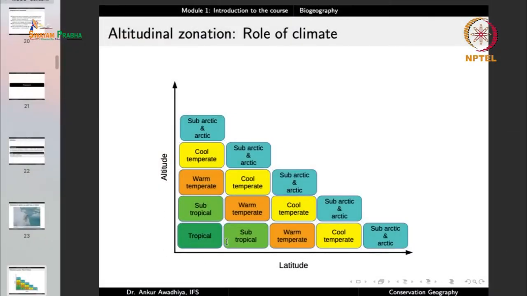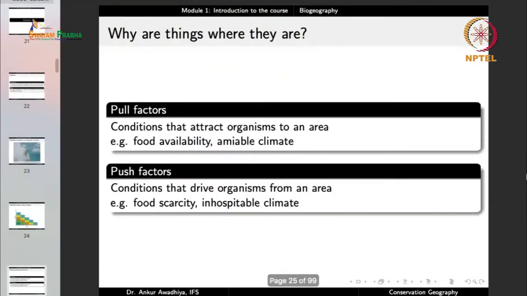Now in this context, if we take a location at the sea level and we start moving towards the poles, here again we will find the same thing. With the increase in latitude, that is with movement towards the poles, we shift from tropical forest to subtropical to warm temperate to cool temperate, followed by subarctic and arctic. Now this is telling us that the species are being governed primarily because of the climate of that area, because there are certain things in that climate that make it suitable for certain species but not for others.